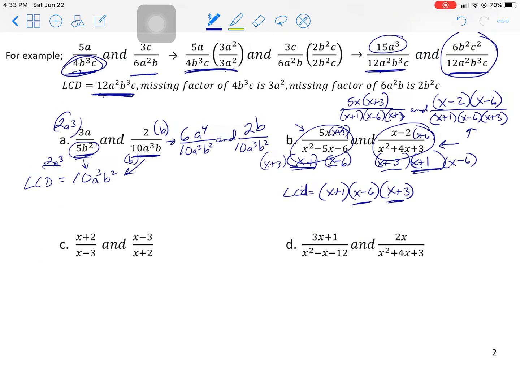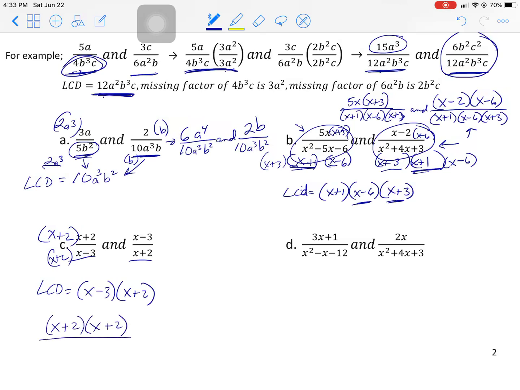All right, they have no factors in common, so what's the LCD? If you have 4 and 7, you have to multiply them together. So my LCD is them multiplied together. That's all, okay? So if you're going to have to multiply this by x plus 2, then you need to multiply this by x plus 2. So this is going to turn into x plus 2 over the LCD, x minus 3, x plus 2.